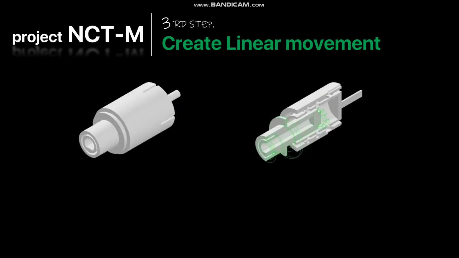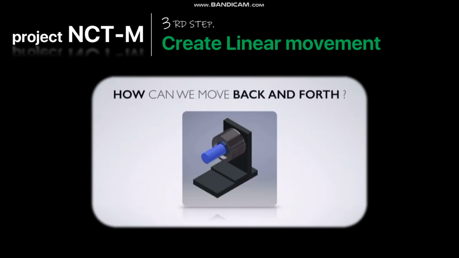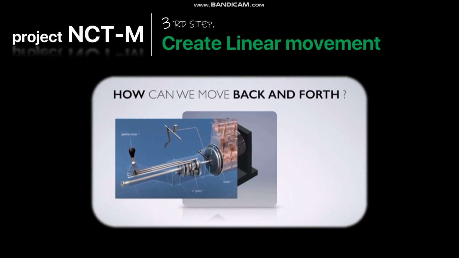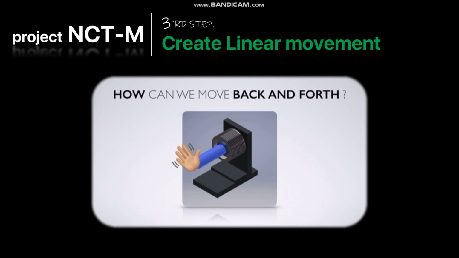Okay, the third step. How can we move this inner rotor back and forth? You might think this is an easy task, but it isn't. Maybe we can use a pulling lever and clutch like a traditional transmission system, but the size will be bigger again. Or maybe we can just use our hands and do this linear movement ourselves. But we wanted to invent automatic transmission, not manual transmission.